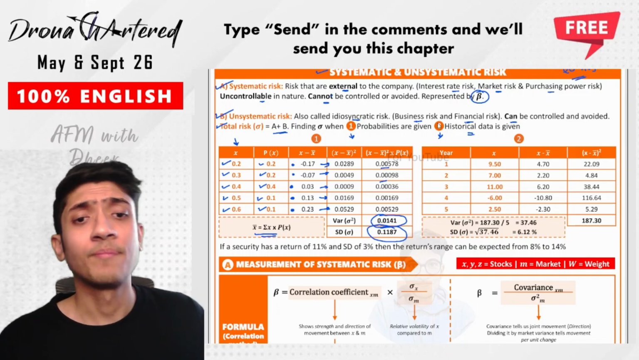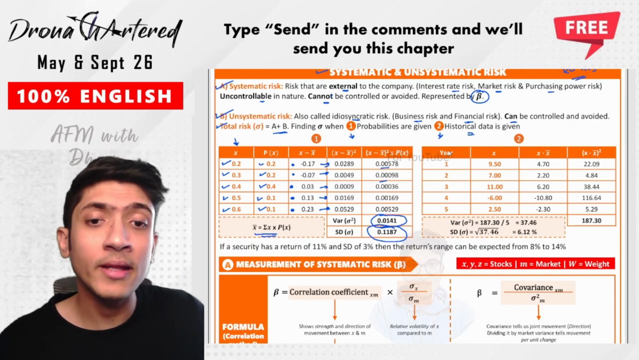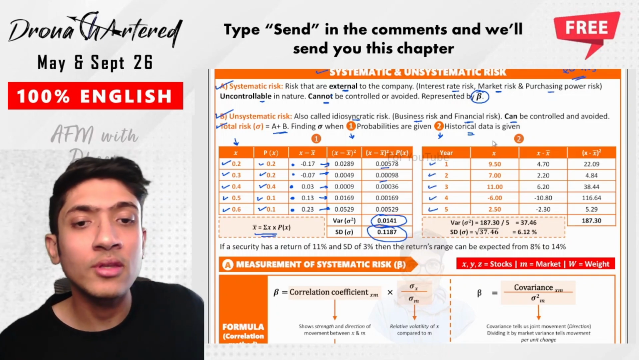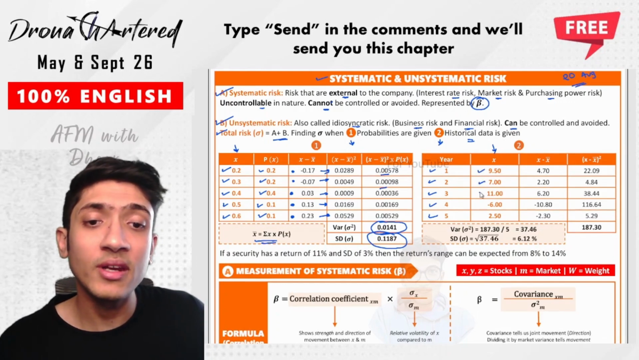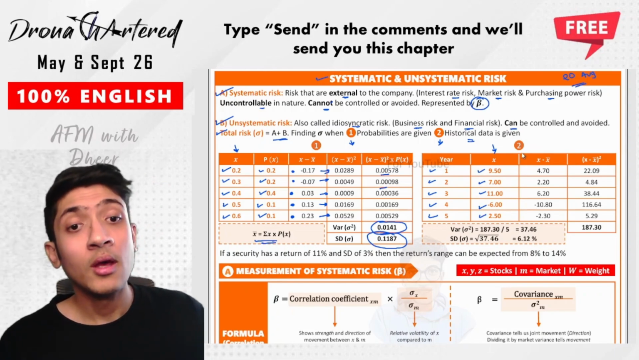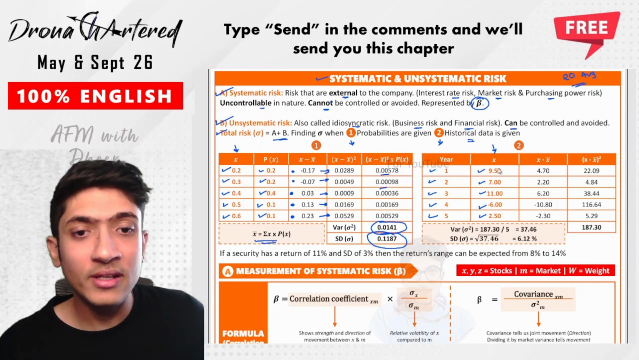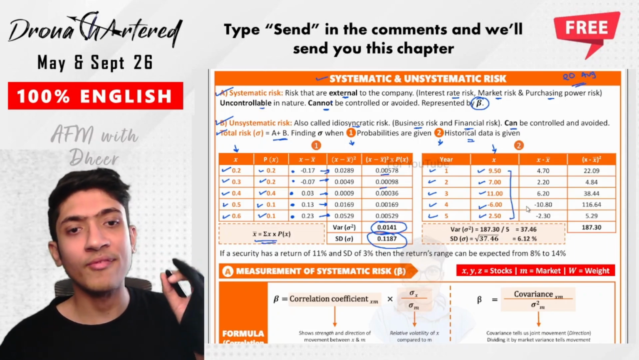Great. Next, okay, how do you calculate if your historical data is given? If historical data is given, they have given you data for the last 5 years. Perfect. They have given you data for last 5 years and they have given you X, that is your return percentage, as 9.5, 7, 11, -6 and 2.50. What do you do? Again, you do the same part. You calculate the average, the simple average. You just add all of this and divide it by 5.